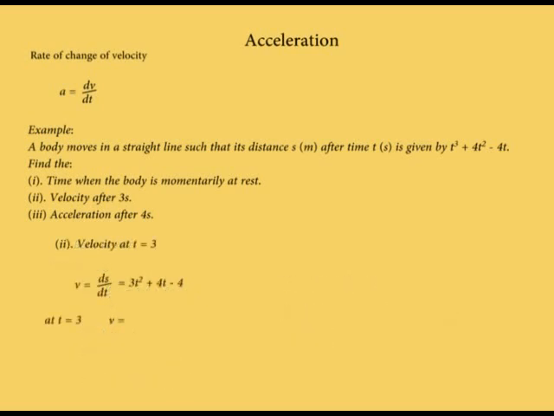B, velocity at time is equal to 3 seconds. v is equal to, we simply substitute that into the velocity function. 3 times 3 squared plus 4 times 3 minus 4 will give us 35 meters per second. Finally, acceleration will be given by dv over dt, which is equal to, when we differentiate the velocity function, we get 6t plus 4. So when t is equal to 4, acceleration will be 6 times 4 plus 4. That gives us 28 meters per second squared.